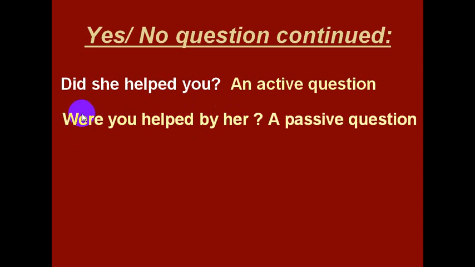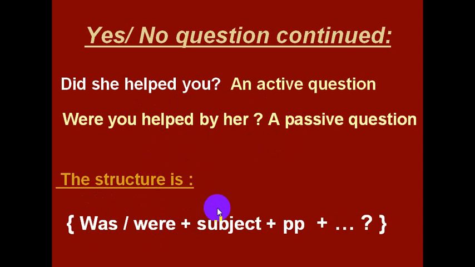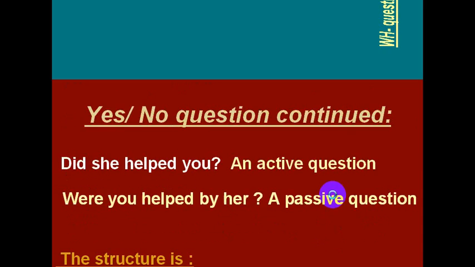So we are using verb to be in the past, was or were. According to the subject, you, it will be were. Were you helped, the past participle, by her. So to conclude, the structure is was or were plus the subject plus PP, past participle, plus the complement and the question mark at the end. Past passive.